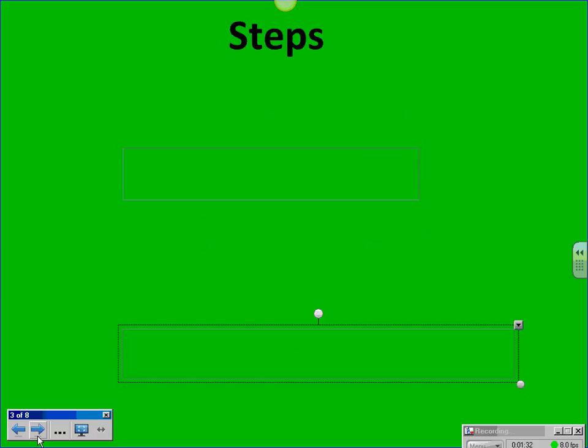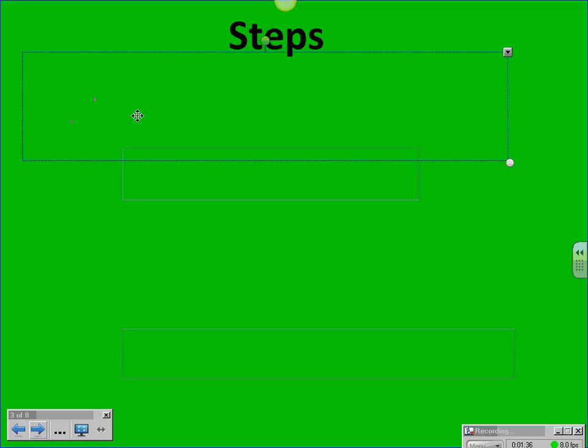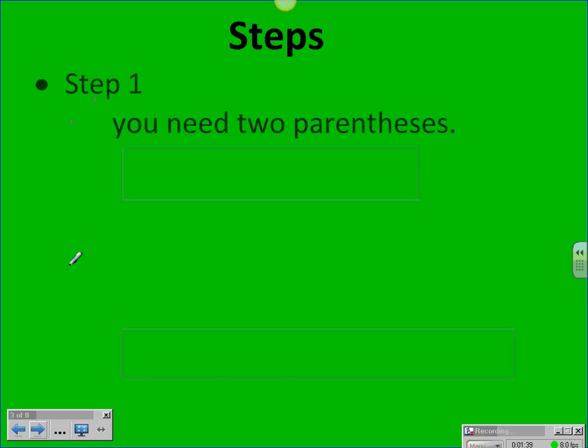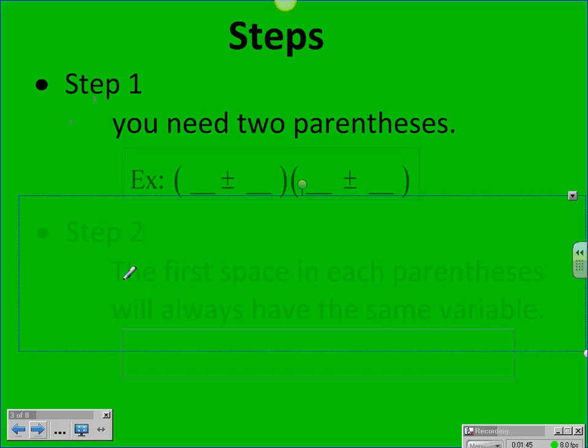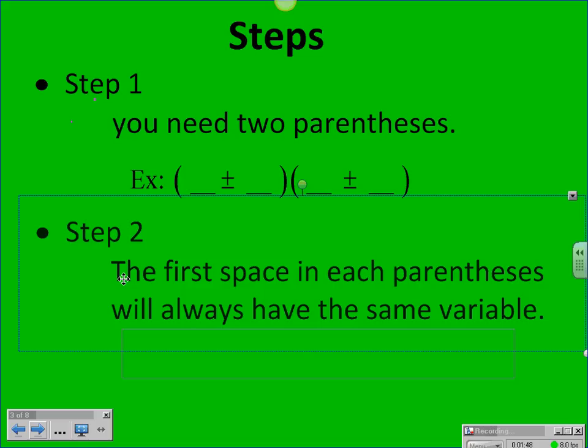Let's start factoring steps. Step 1. You have two parentheses, and that's not hard to do. So you will factor one expression into two expressions. Step 2. Next, you have to know that a variable squared is a variable times by itself. You place each variable in the first space of each parentheses. If you follow using your first term, you should get a variable times by itself, or in this case, x squared.